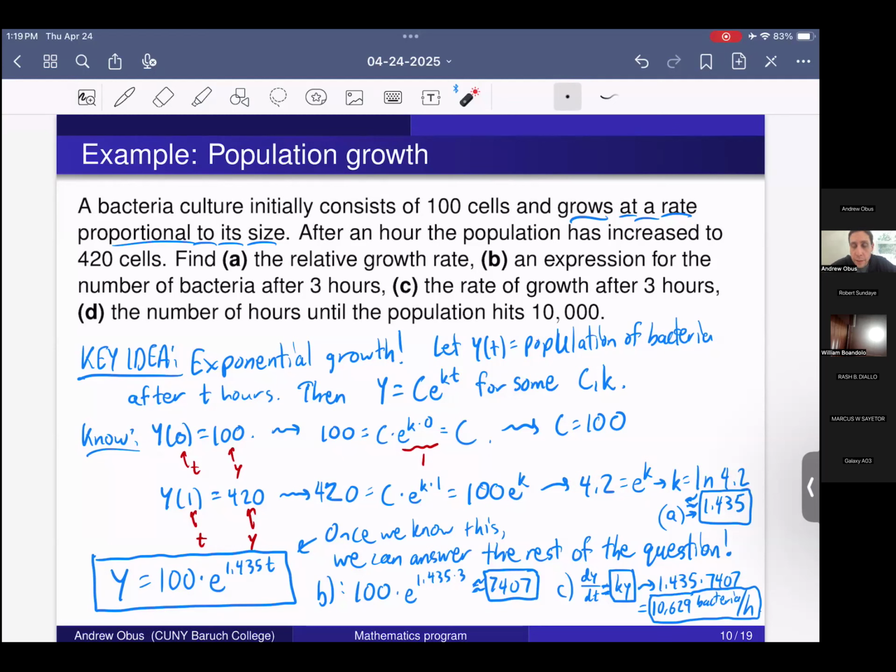Okay. So we're going to have a few more examples like this. But the key is always the same: you write down this general form. You want to know what is C, what is k, and once you know what C and k are, you can solve for anything.